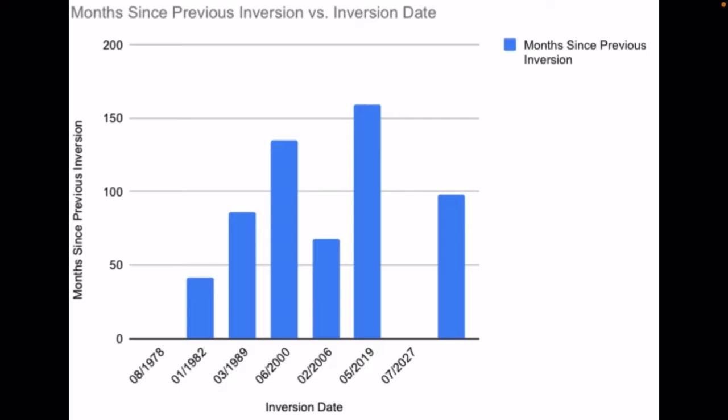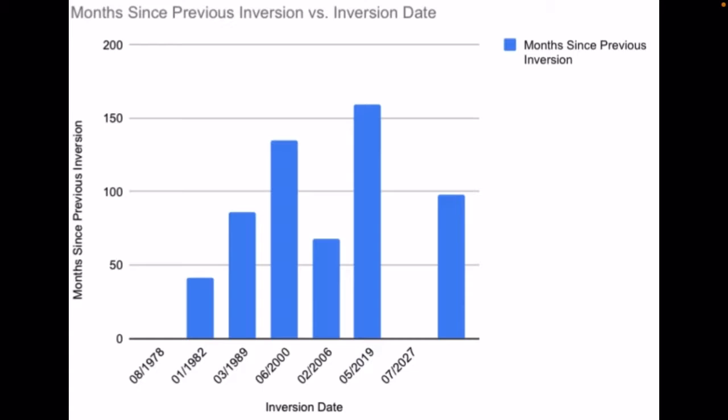And that was 41 months between those two yield curve inversions. And then the next two yield curve inversions was an 86 month gap, then a 135 month gap, then a 68 month gap, and then a 159 month gap between 2006 and 2019. So I wanted to know, when could we see the next inversion?